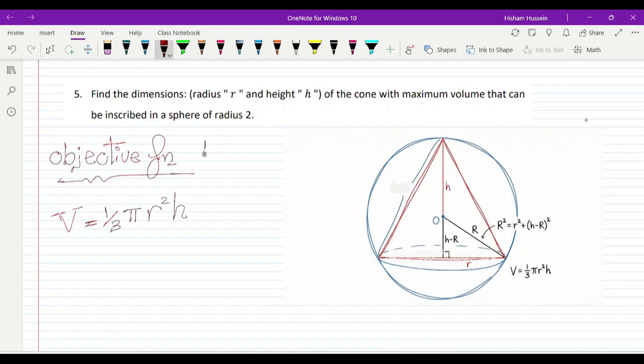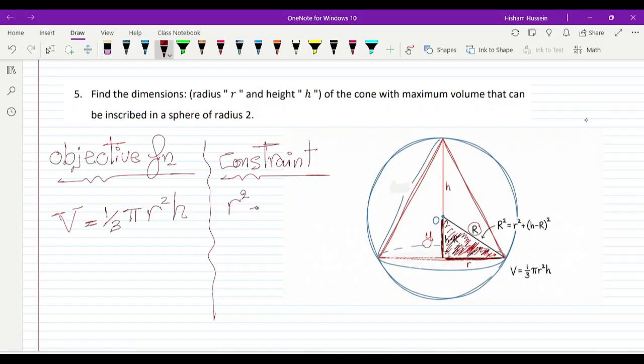And where is the constraint? The constraint here, we can get it from the right angle triangle. From this right angle triangle, this is the radius of the sphere, R, that equals 2. Here we can call the segment from the center of the sphere to the base of the cone y. And here this small r is the radius of the base of the cone. So we can say that r square plus y square equals R capital square, the radius of the sphere. R capital is 2 power 2, this is 4.